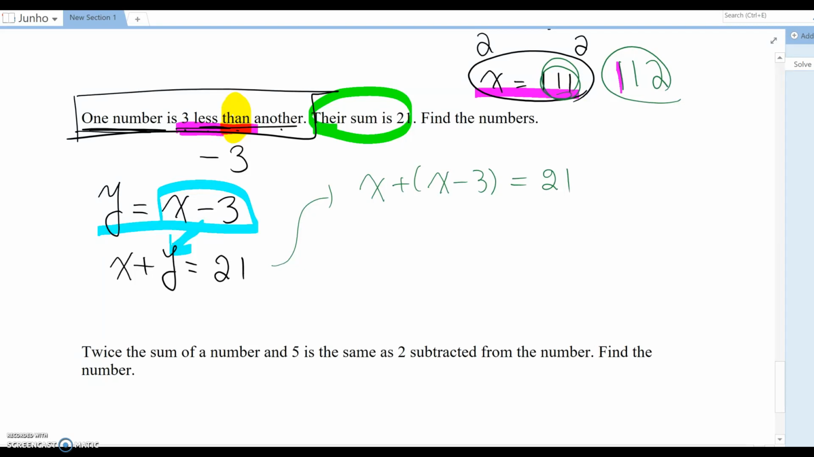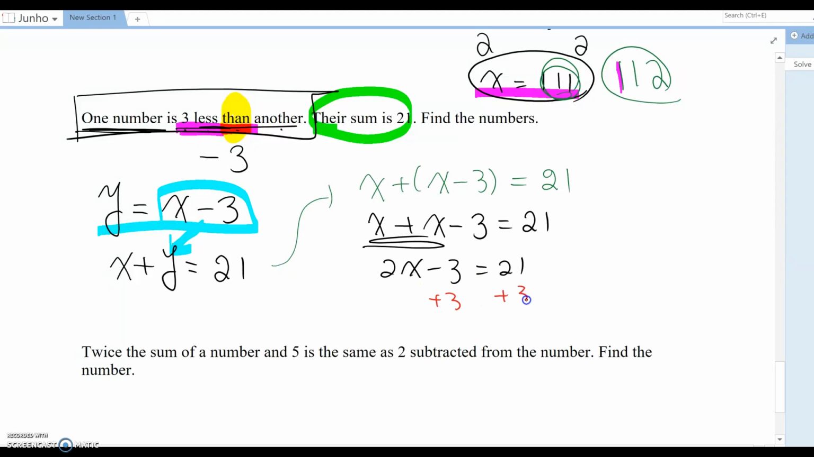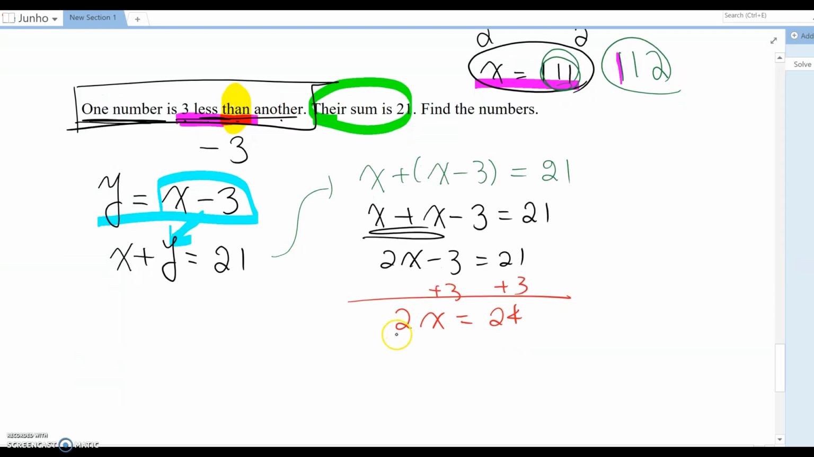Like the previous question, we open the parentheses now. So x plus x minus 3 equals 21. Now combine like terms, so 2x minus 3 equals 21. Now isolate the variable term, so I add 3. Then this becomes 2x equals 24. So last step, you divide by 2. Then x equals 12.